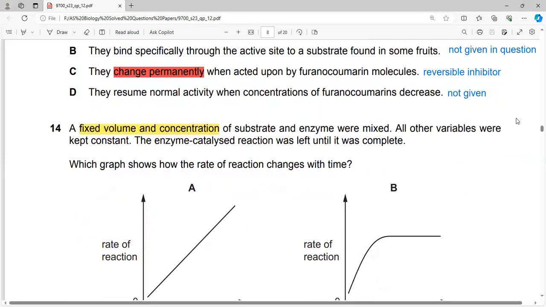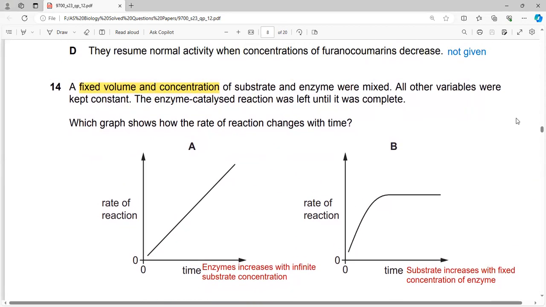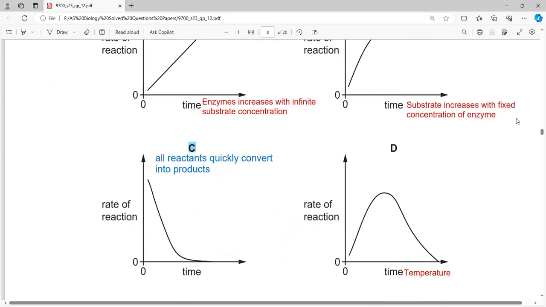So we're going to proceed to the next question here. A fixed volume and concentration of the substrate and enzyme were mixed, and all other variables were kept constant. The enzyme-catalyzed reaction was left until it was complete. So you can see, there's a fixed volume and concentration of the substrate and enzyme. Then the enzyme will quickly convert the substrate into the product. No further substrate is available, and the reaction will quickly decline. So you can see C is our correct option here.